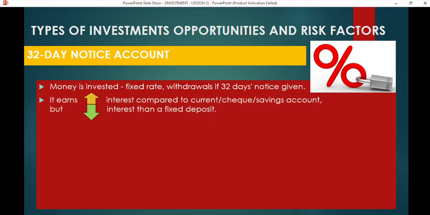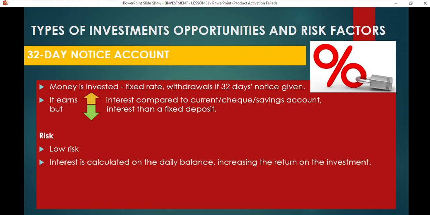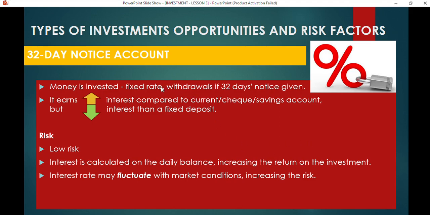You earn higher interest compared to your savings or your cheque or your current account, but it's less than a fixed deposit. The risk, very low risk. Your interest is calculated on the daily balance, and it's increasing on your return on investment. But your interest rate may fluctuate with market conditions, which increases the risk, but it's not a big risk. As we said, it's normally invested at a fixed rate.